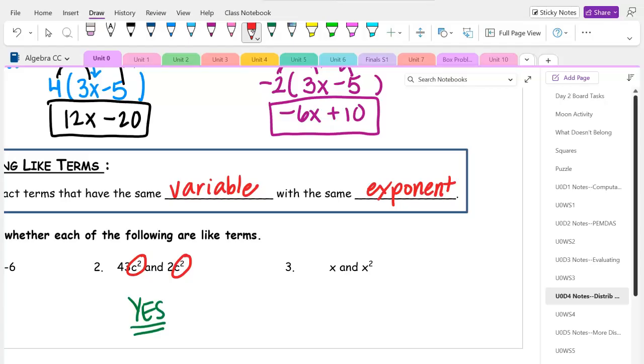All right, now this last one's a little tricky. x and x squared. I like to think of this as a duck and a goose. They look really similar. There are things about them that are pretty much the same. But ultimately, a duck and a goose are different, and x and x squared are different as well. We do not call these like terms. So that exponent has to be the same as well as the variable.